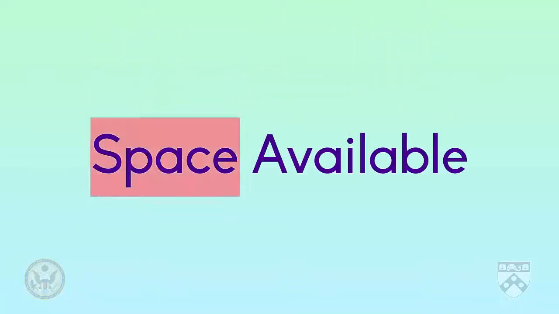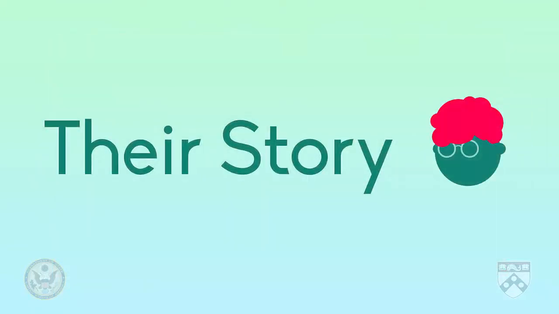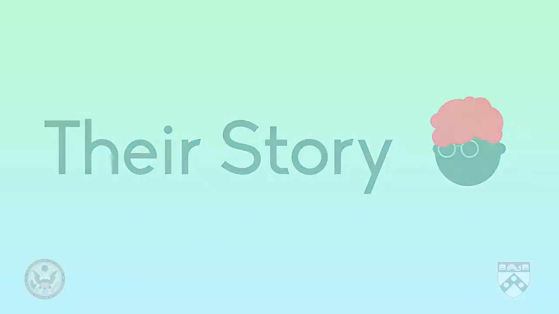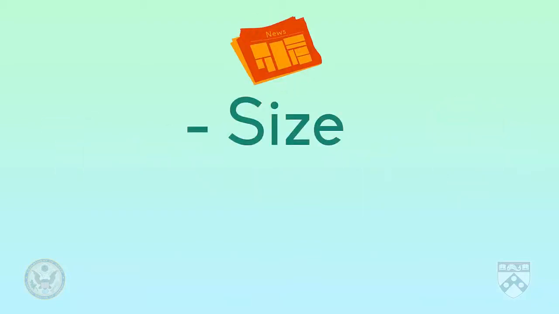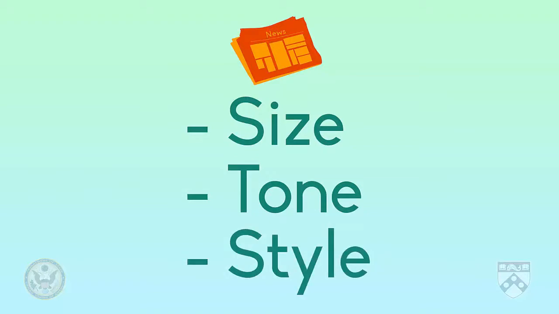The copy editor sees the big picture of the newspaper. He or she knows how much space is available for a particular story. A journalist only focuses on their story. The copy editor has to make sure that article fits with the rest of the newspaper in size, tone, and style. Once the draft is approved by the copy editor, the final draft is sent to print.